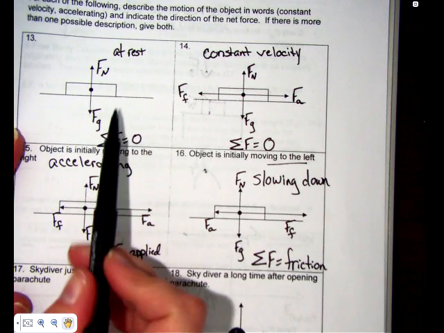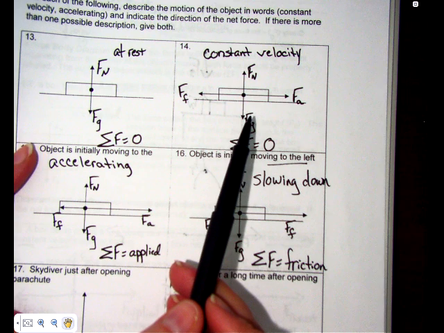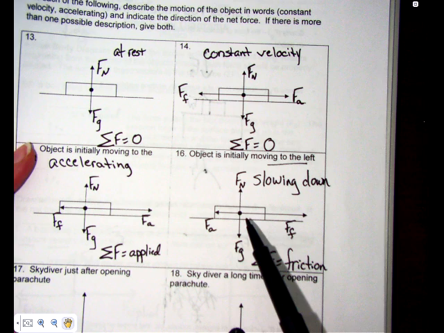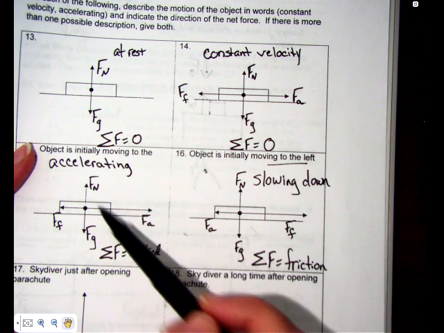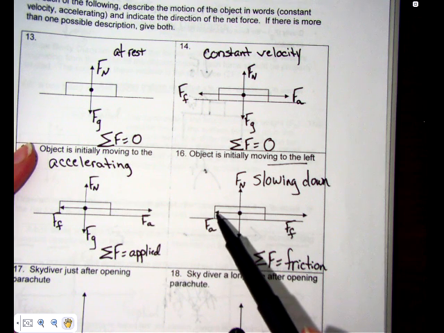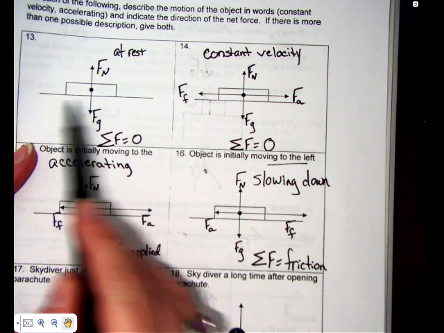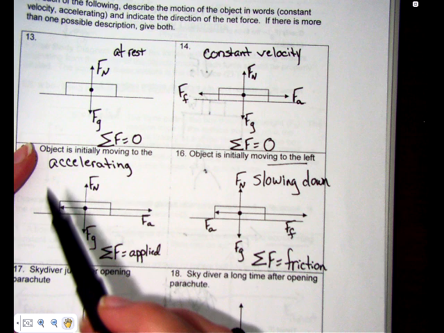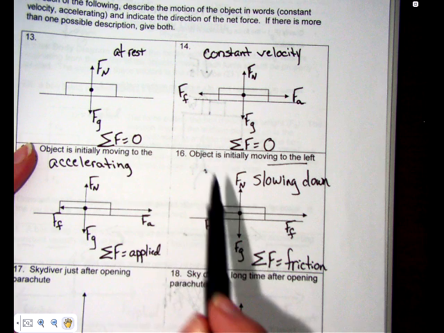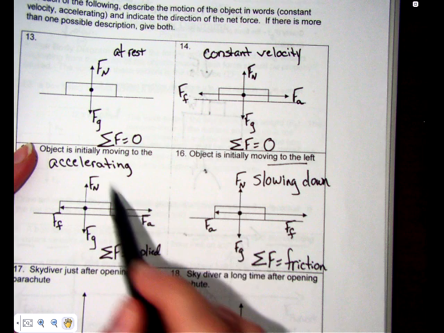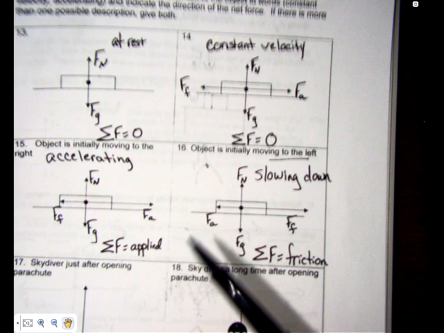So here you have 4 scenarios: object at rest, object at constant velocity, object accelerating, object slowing down. This also might sound familiar from when we were doing graphing kinematics, position-time graphs: at rest, constant velocity, acceleration curve, slowing down curves. Okay, so we're going to be putting all of those things that we've learned so far together.